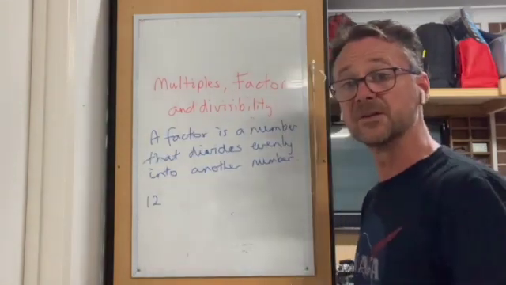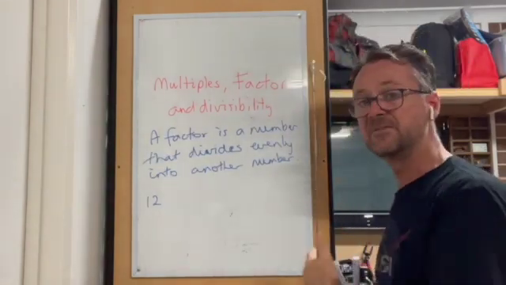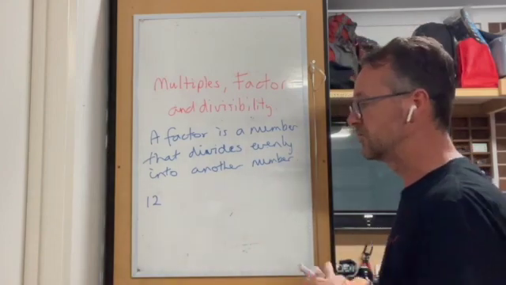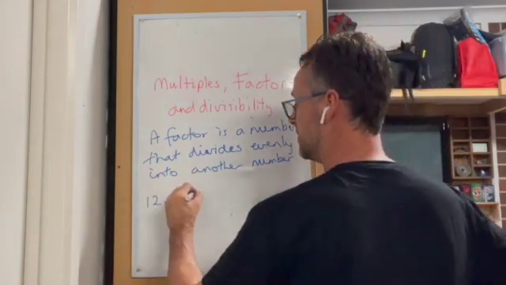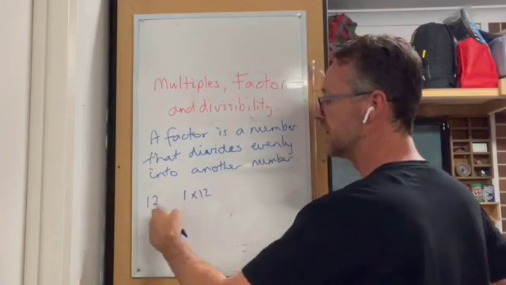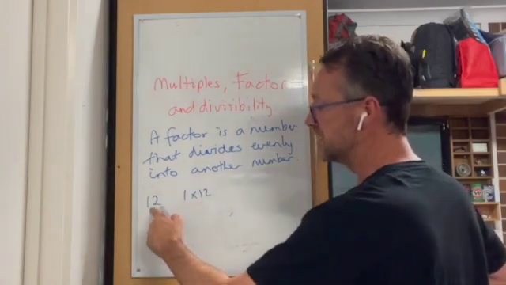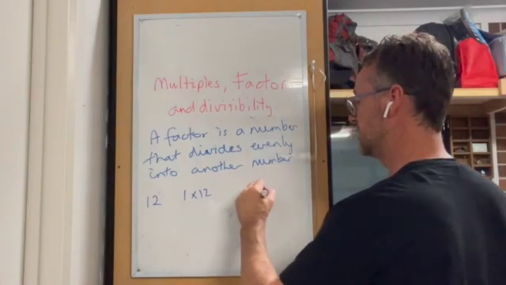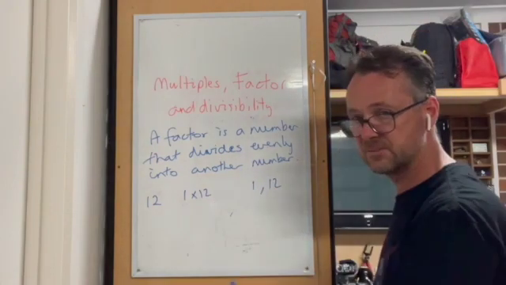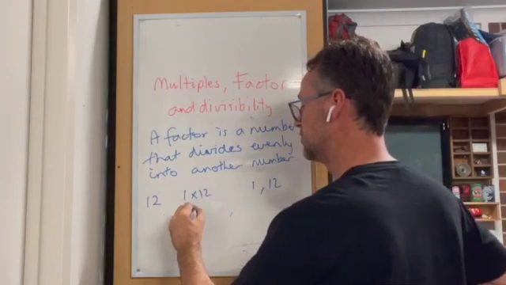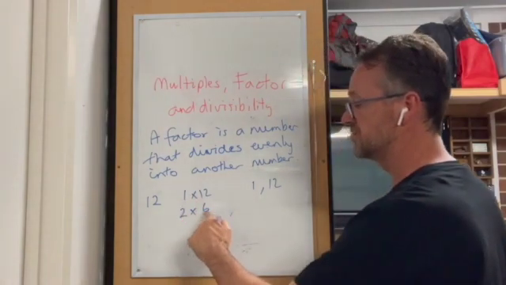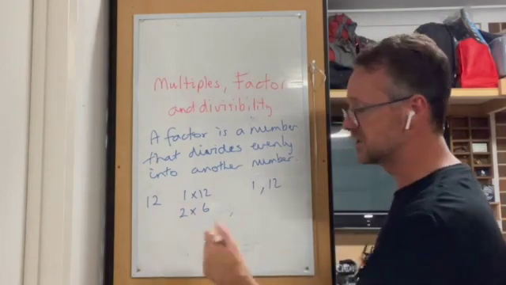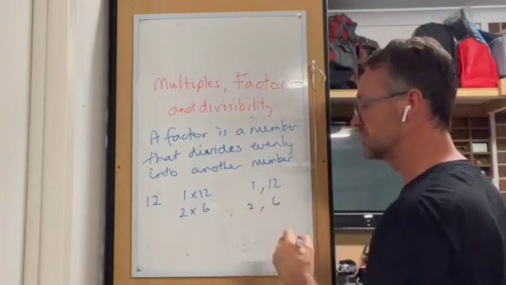All right, factors are numbers that divide evenly into another number. So for example, what numbers go into 12? Well, we know that 1 times 12 is 12, so 12 goes into that once, and 1 goes into it 12 times. So 1 and 12 are definitely factors of 12. What other numbers go into 12? Well, we know that 2 times 6 gives us 12, so 6 goes into 12 evenly twice, and 2 goes into 12 evenly 6 times. So 2 and 6 are also factors.